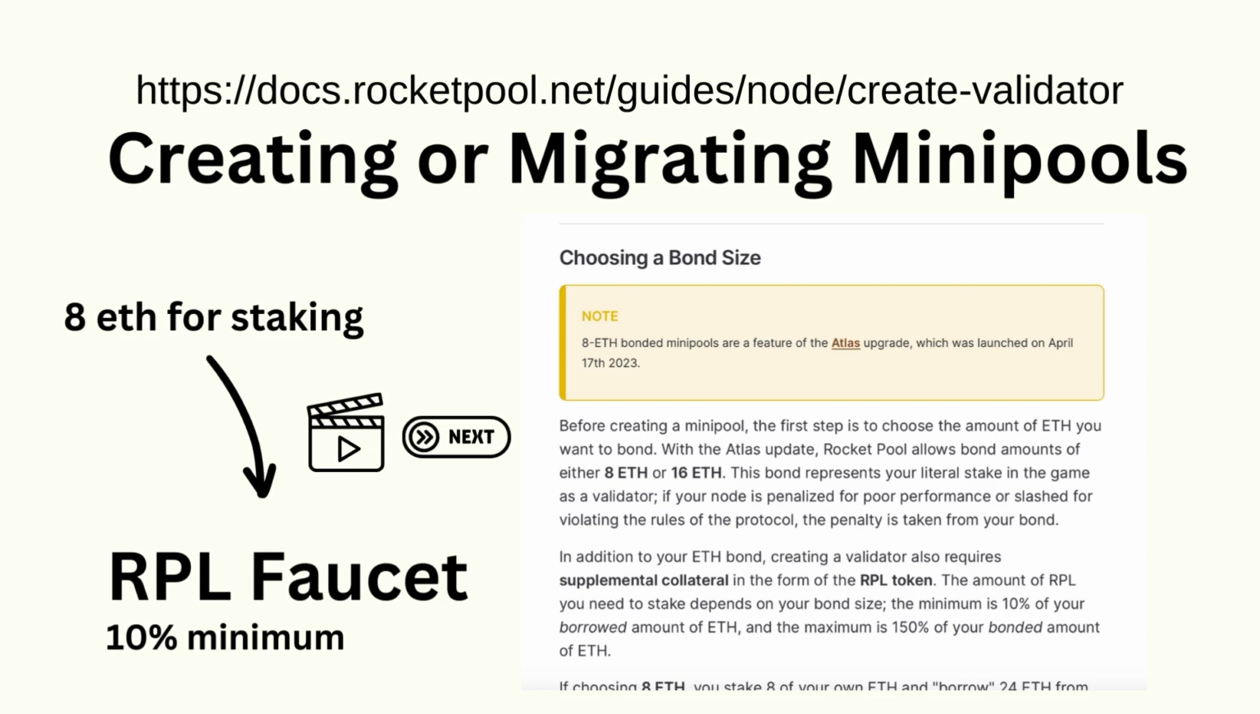Now we are choosing an 8 ETH bond for testnet, so we'll need 10% of the 24 ETH borrowed, which equals out to 2.4 ETH worth of RPL. This is important to make sure that you have this amount because you will not be able to claim your RPL rewards if it's less.